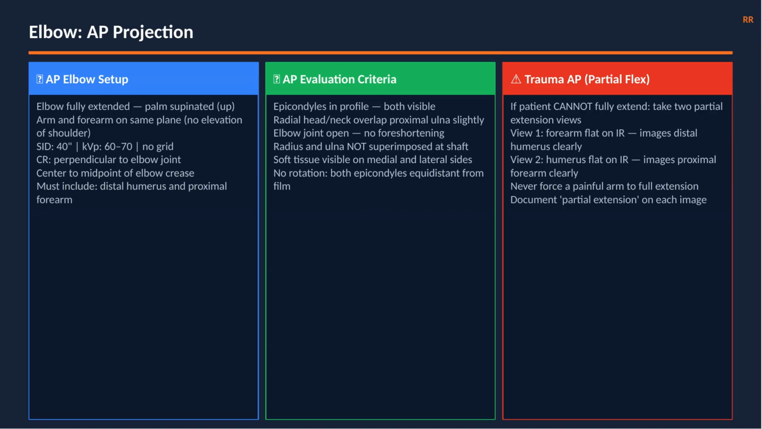Trauma AP, partial extension. If the patient cannot fully extend the elbow due to pain or injury, never force it. Take 2 separate partial extension images. View 1, the forearm flat on the IR, images the distal humerus clearly. View 2, the humerus flat on the IR, images the proximal forearm clearly. Document partial extension on each image.